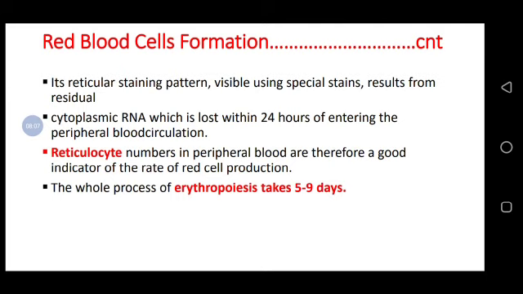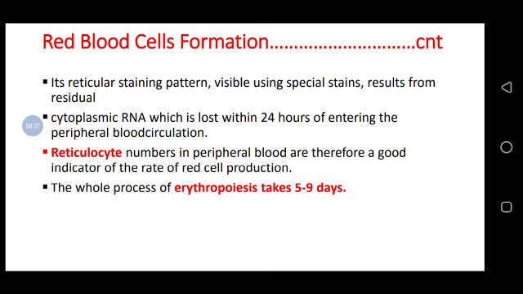And also if there is a problem in the factory that makes blood, you are supposed to order a reticulocyte count. If the number of reticulocytes is low, this gives you a clue that there is a problem in the bone marrow, maybe there is bone marrow failure.